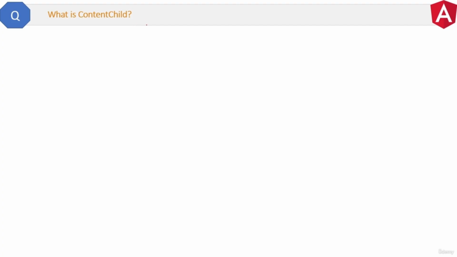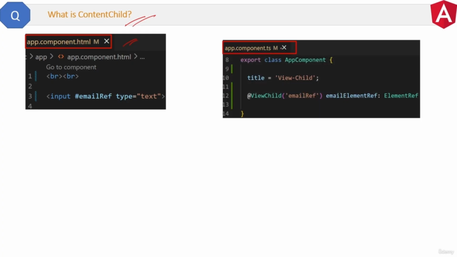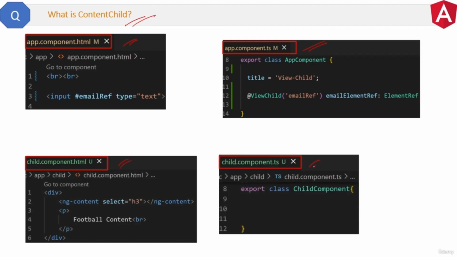Here is the next question. What is content child? Alright, so until now we have seen some ways to communicate between two components. For example, suppose we have a parent app component HTML file and then the app component class file, and as a second component we have the child component HTML file and its component class file also we have.